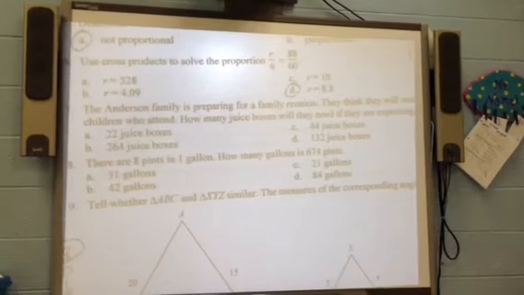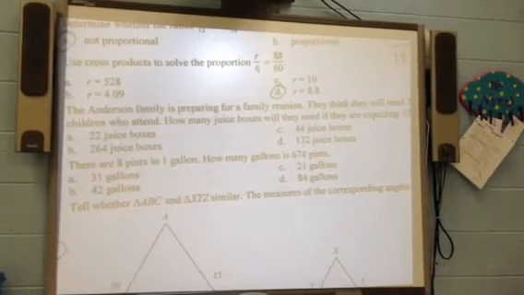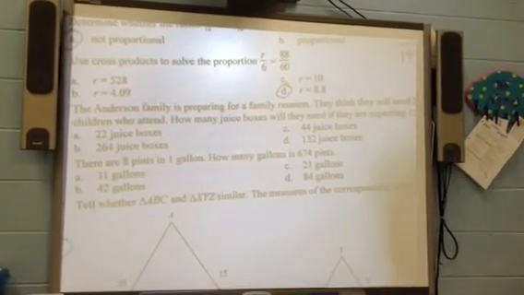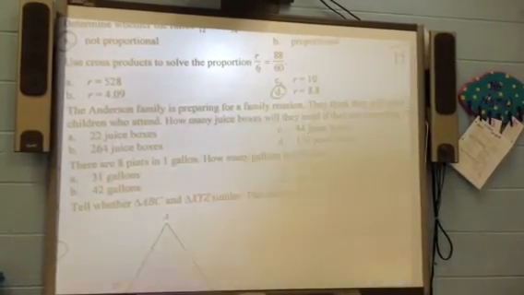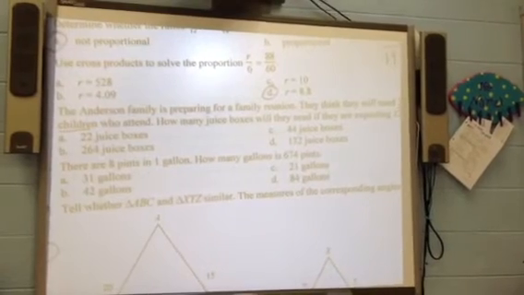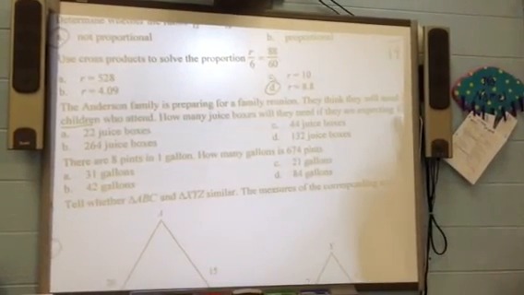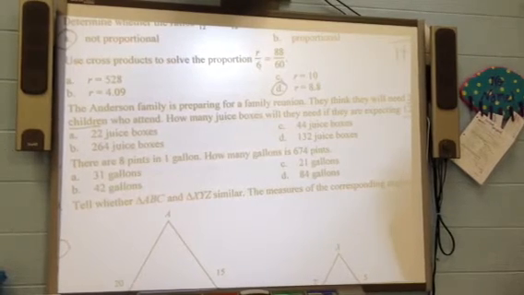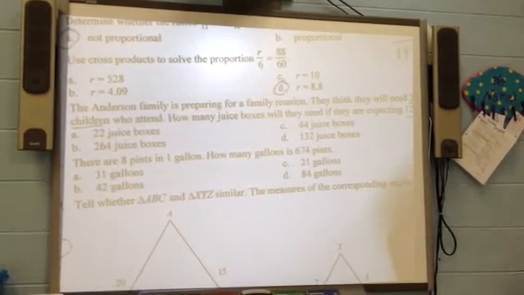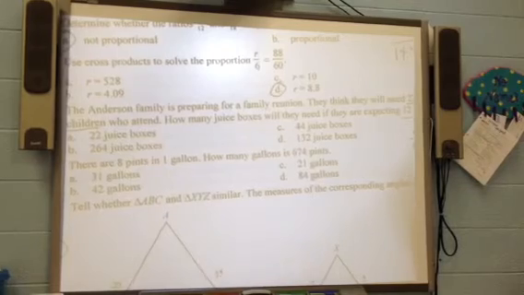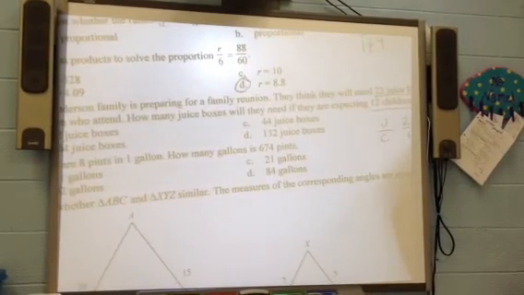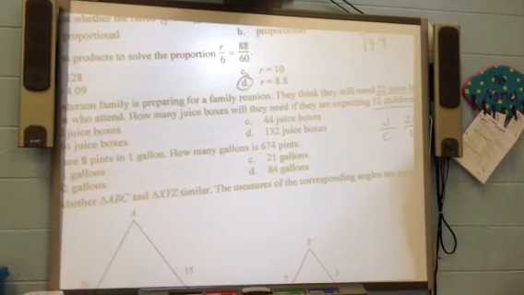Alright, let's look at number 7. The Anderson family is preparing for a family reunion. They think they will need 22 juice boxes for every 6 children who attend. How many juice boxes will they need if 12 children? Again, I'm comparing, so I can set up a ratio. I have juice boxes to children. So let's say I had 22 juice boxes for 6 kids. We want to know how many we need for 12 kids.